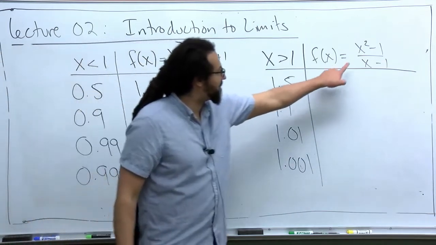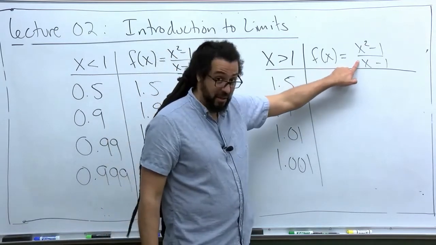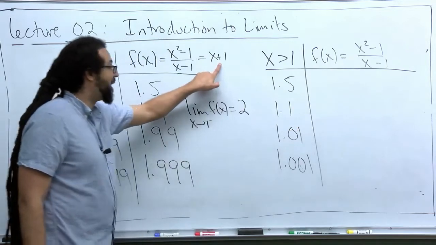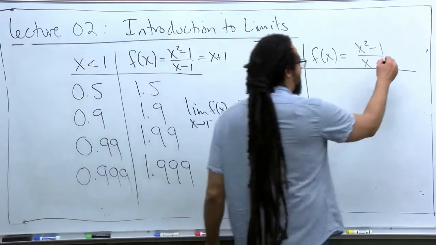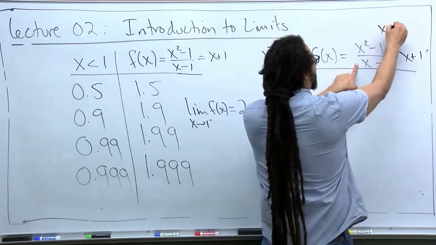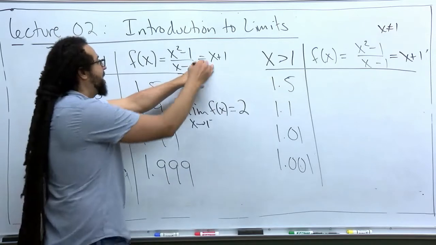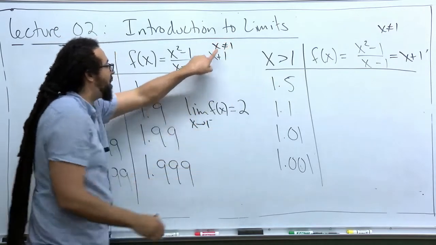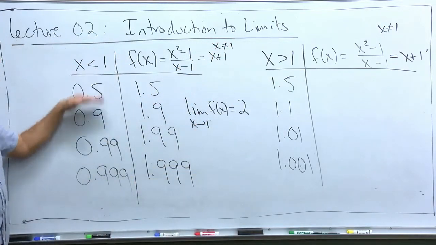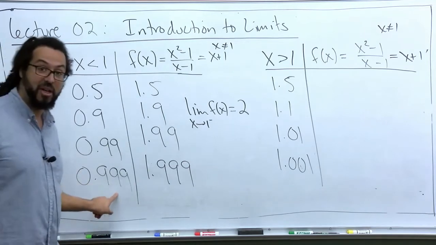And then do the same thing here. I could plug in all of these x values into this thing, or I can simplify my expression and write x plus 1, right? These two functions are equal as long as x is not equal to 1. None of these values are equal to 1. Same thing here. As long as x is not equal to 1, that's fine. They get mighty close, but they don't ever equal 1.